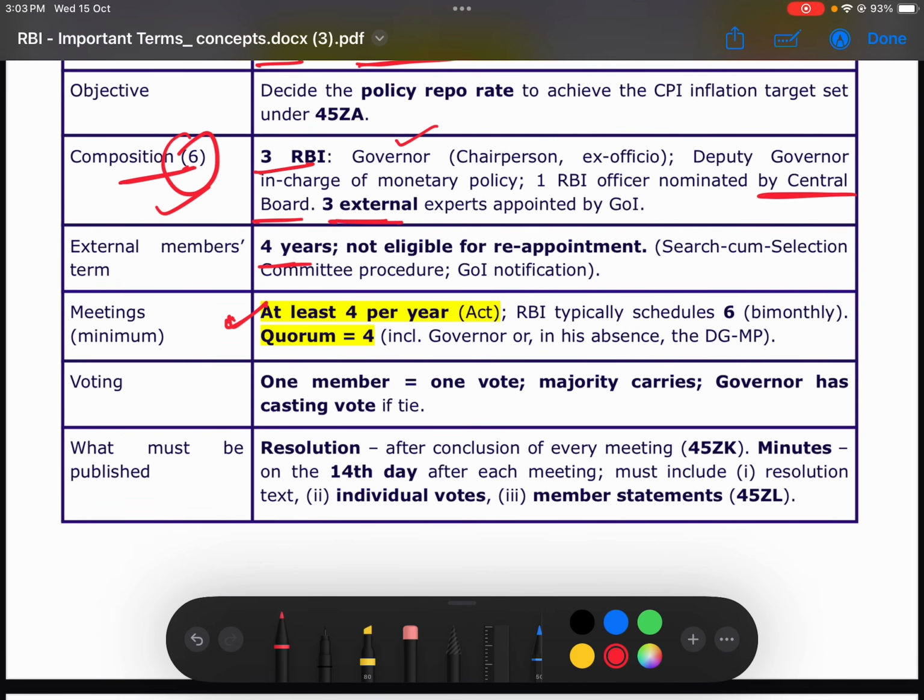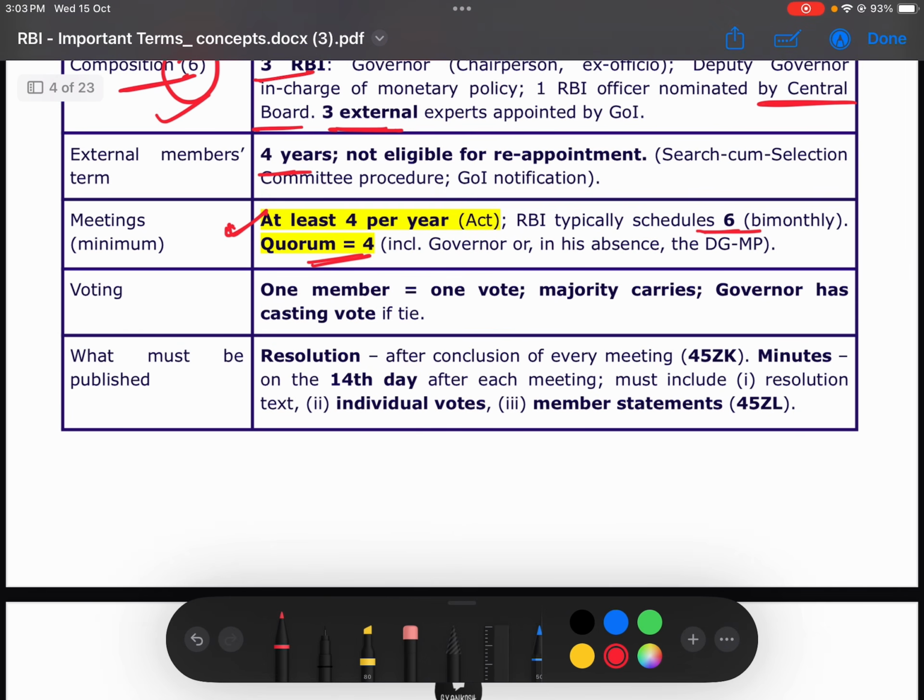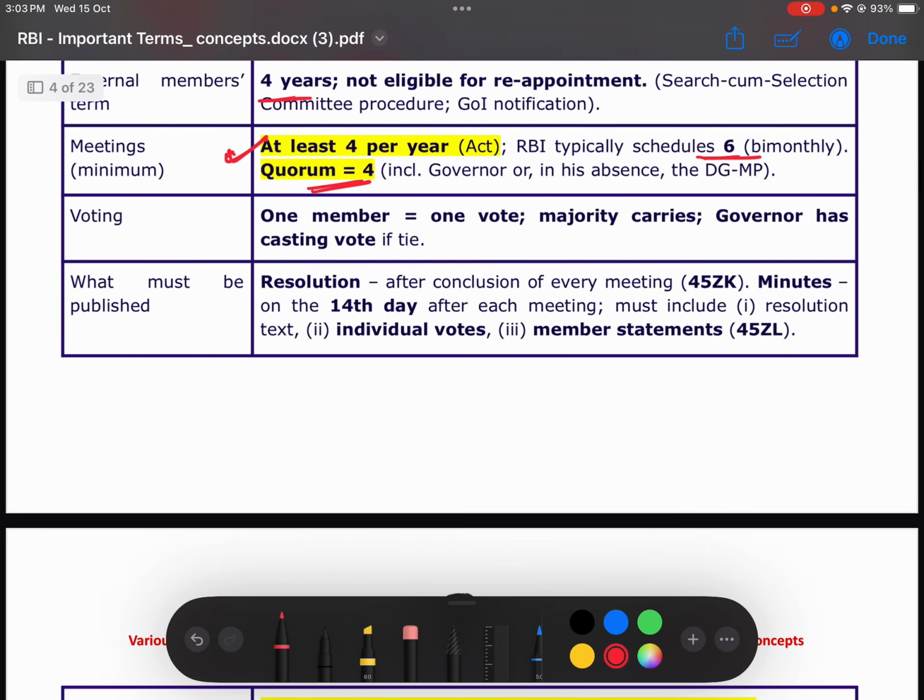Now meetings: at least 4 meetings as per the Act. The Act has given that the monetary policy committee needs to meet at least 4 times in a year. But in general, RBI schedules 6 meetings, bi-monthly. The latest meeting was held in October only. The quorum must be 4 members. Voting is normal, 1 member 1 vote, the majority wins, and the governor will have a casting vote in case of a tie. The resolution of the meeting will be published on the 14th day after each meeting. And that's enough.